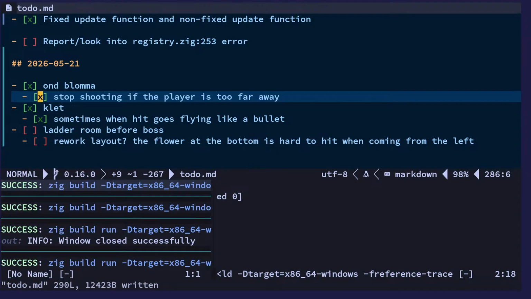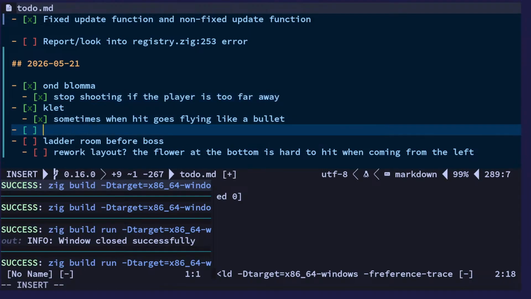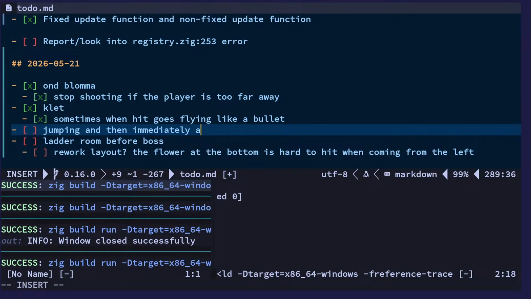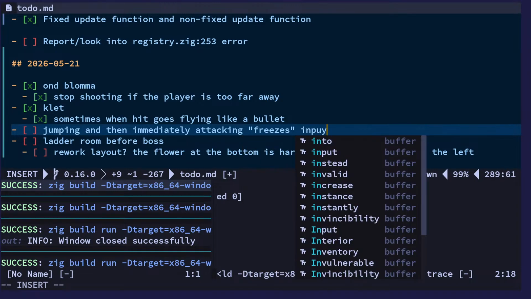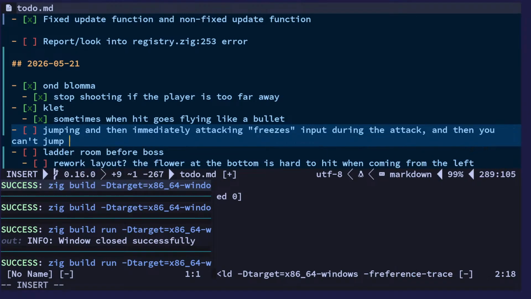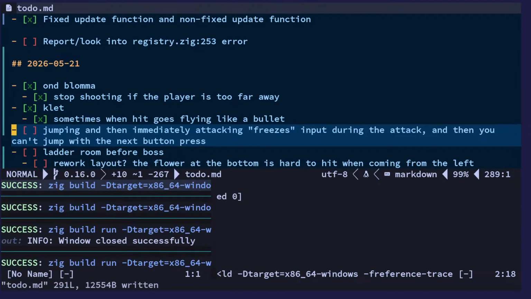Another thing I wanna fix is attacking, and then, wait, no, jumping and then immediately attacking freezes input during the attack, and then you can't jump with the next button press. Okay, so I want to fix this.